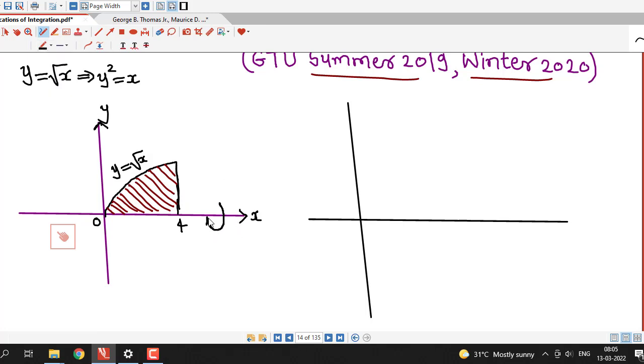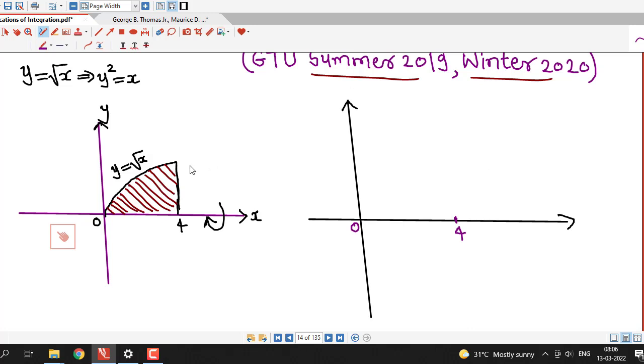The axis of rotation is the x-axis. So we are rotating this plane region bounded by y equal to square root of x, and the x-axis, about the x-axis. To sketch that solid, we will just consider the solid between 0 and 4. I will take this same distance. Now what will be the look of the solid which we will obtain by rotating this plane region about the x-axis?